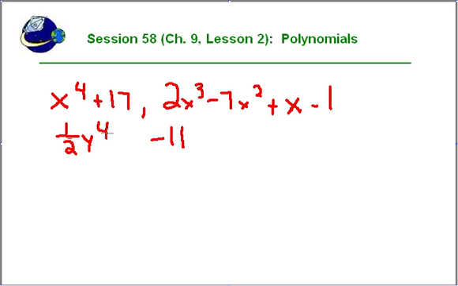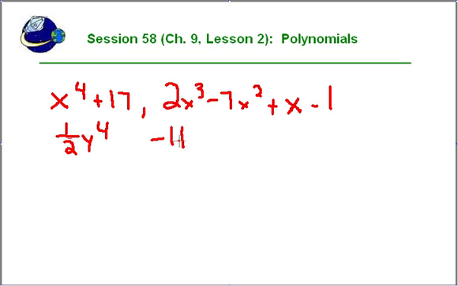Yes, it is, but it's a special type of polynomial called what? It's called a monomial. So all monomials are polynomials by definition. Well, the question here is, is minus 11 a polynomial? Well, the first question you need to ask yourself is, is minus 11 a monomial? If it is, then it's automatically a polynomial. Is minus 11 a monomial?